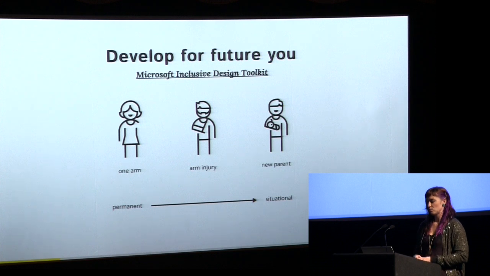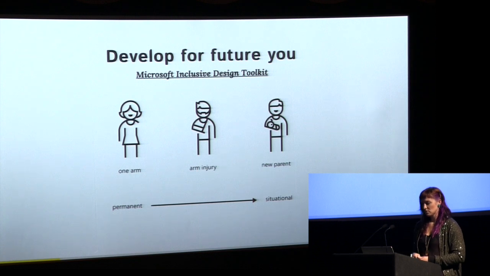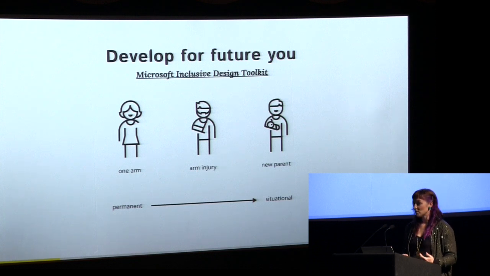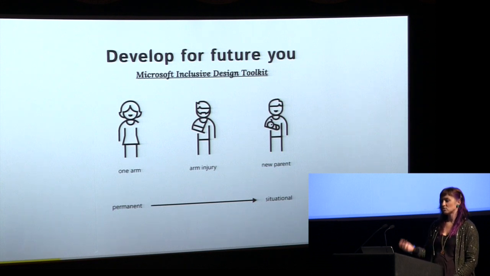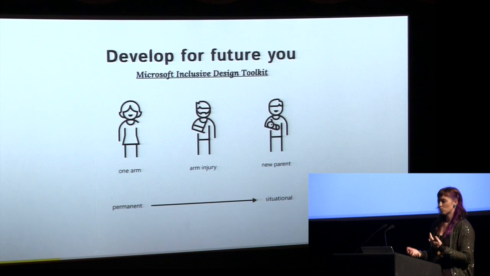For example, if you had one arm, that might be a way that would impact how you use the web if you can only use a device in one hand. If you had an arm injury, that would take you from all of a sudden you didn't have a disability to you have a temporary disability. If you were a new parent and one arm is occupied, you're then in a situational disability. So there's all of these examples of ways that maybe you didn't think accessibility applied to you that I bet you're one degree away or it could affect you in the future.